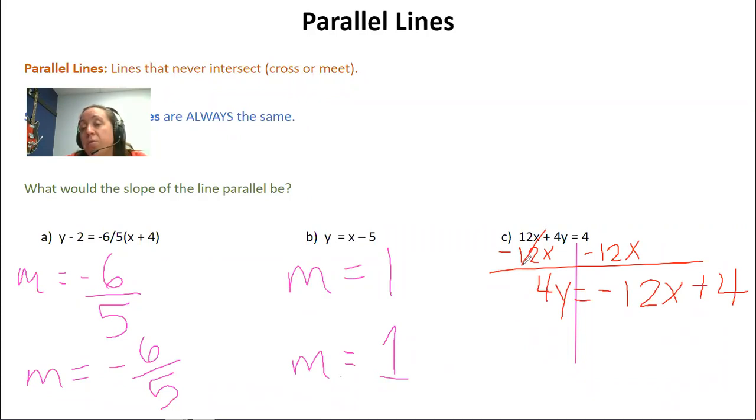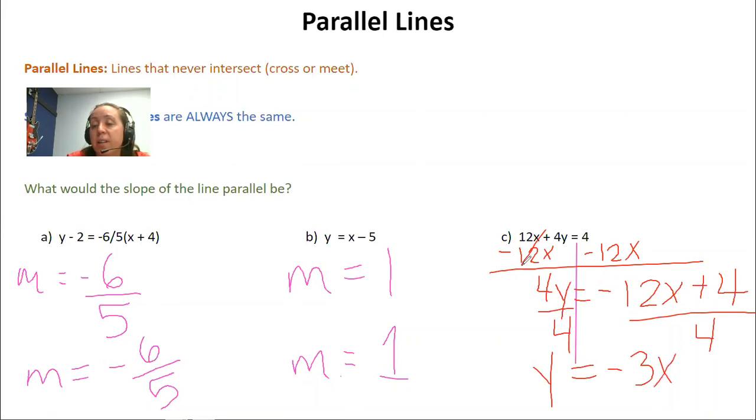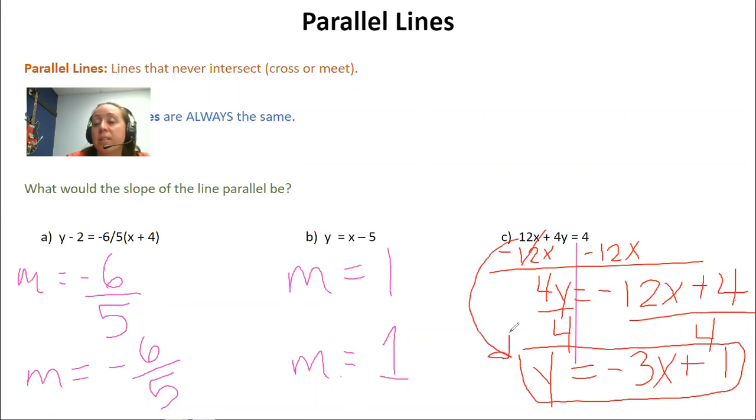I'm almost home free. I got to divide by that 4 to get rid of it. It's always the opposite operation. She beat ya. Negative 3x plus 4 divided by 4 is 1. So this equation turned into this equation. Okay, so that's what it really is.